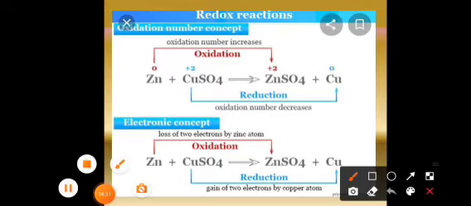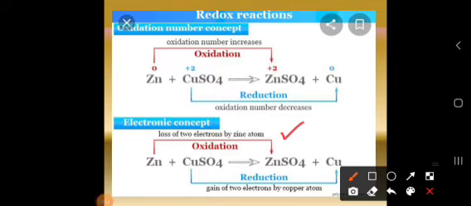Here, there is the loss of 2 electrons by the zinc atom. Zn is going to lose 2 electrons. So this is an oxidation reaction. When we consider the oxidation reaction, when the loss of electrons takes place, then it is considered an oxidation reaction. What about the reduction reaction? Gaining of 2 electrons by the copper atom. Before, copper was 2, but now copper is becoming 0. So here there is gaining of 2 electrons by the copper atom.